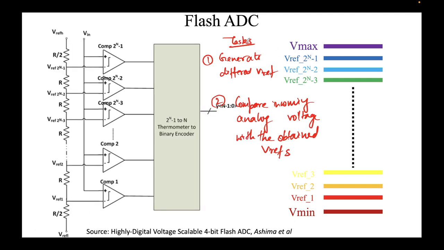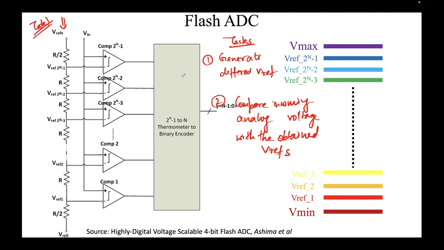So two tasks. So first task is here. You see this complete structure. Here we have some VREF high voltage, let's say 10 volts, 15 volts, whatever it is, and there's a low voltage, let's say it's ground. So you can see this is a potential divider, right? And you can see these different reference voltages. So what we have done essentially is that we have generated all these VREF, 2 raised to the power n minus 1 to VREF 1, using just this potential divider on the left. So on this side is your task 1: generate different VREF, that we did over here using a potential divider.